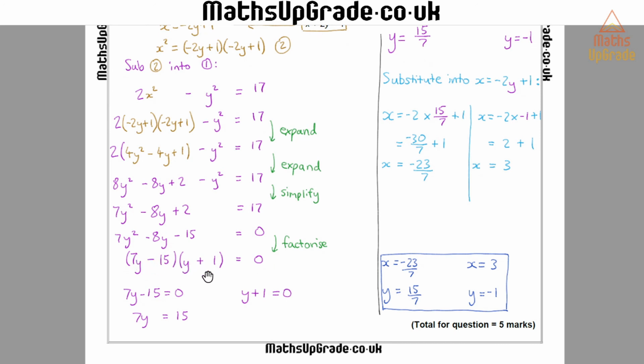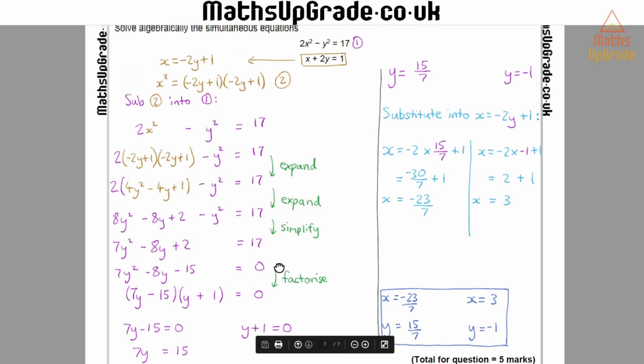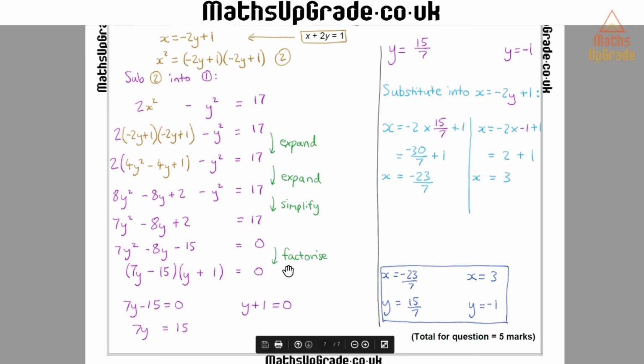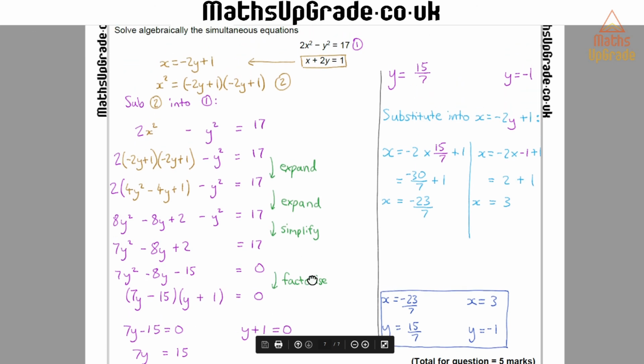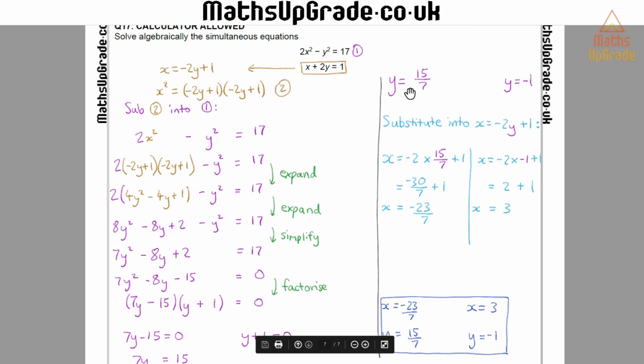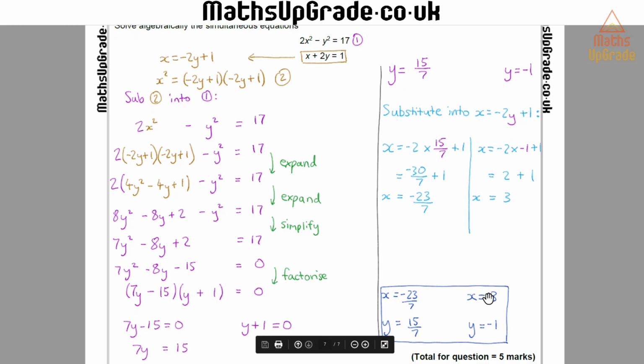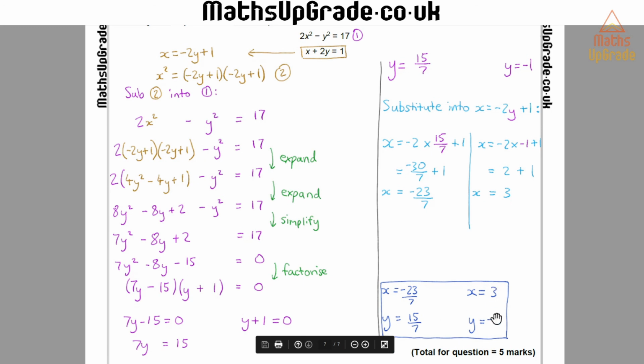The product of two brackets equals 0, so either bracket can be equal to 0. 7y equals 15, which gives us y equals 15 over 7, and y plus 1 equals 0, which gives us y equals negative 1. Substitute both values in turn into the bottom simpler equation here, and I get the values of x, which will be negative 23 over 7 and x equals 3. Pair them up with the correct corresponding value of y, and there's your 5 marks for that question.